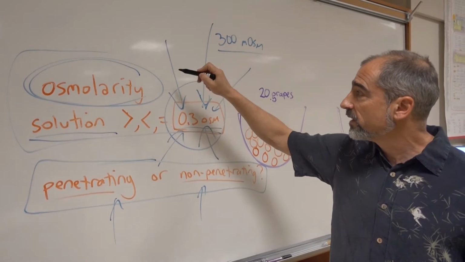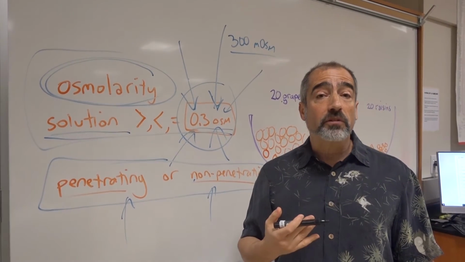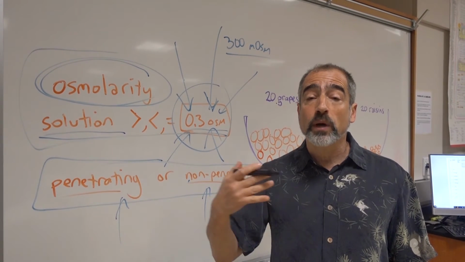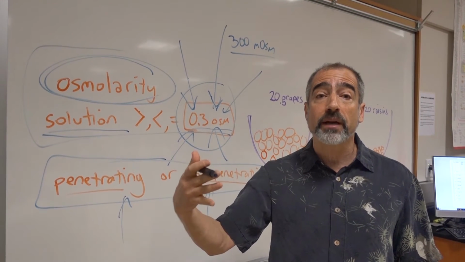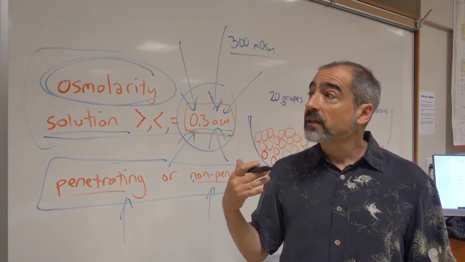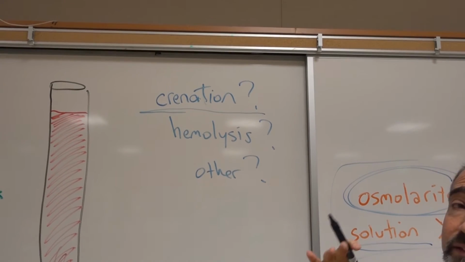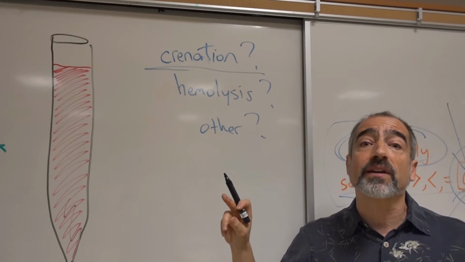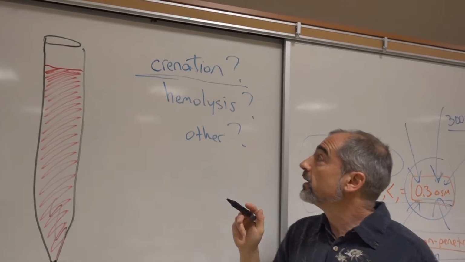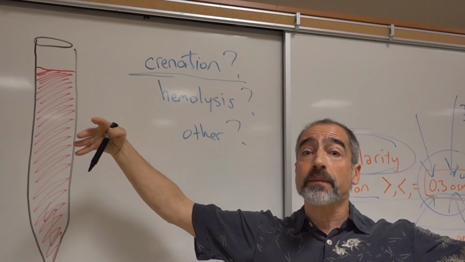And between these 2 pieces of information, you're going to be able to make a prediction on what's going to happen. Which way is the water going to cross the membrane due to osmosis? So, we have these words. Crenation means kind of shriveling up. If water is leaving the cells, they get more shriveled up. That would be crenating. Water might come into the cell, in which case it starts swelling.